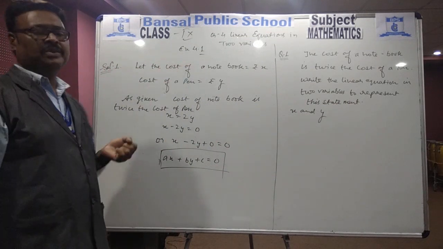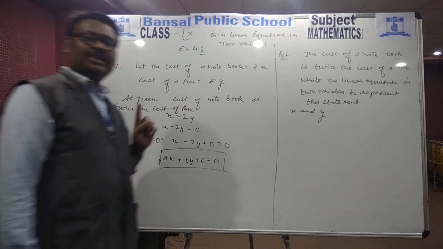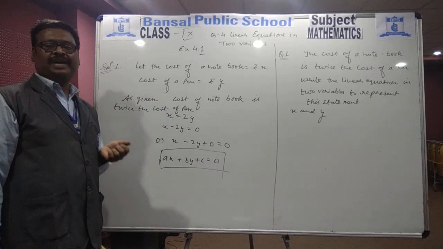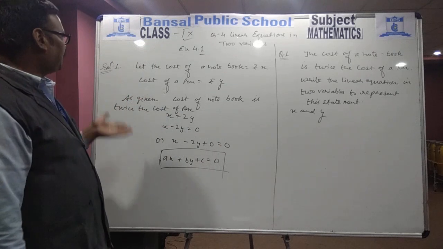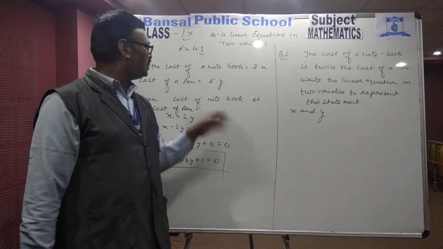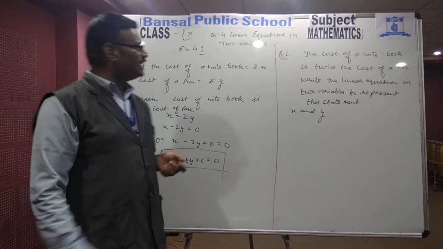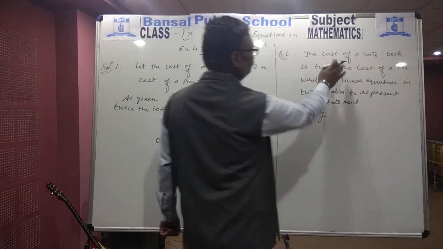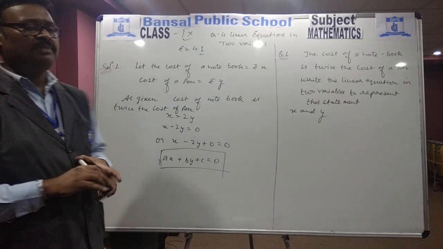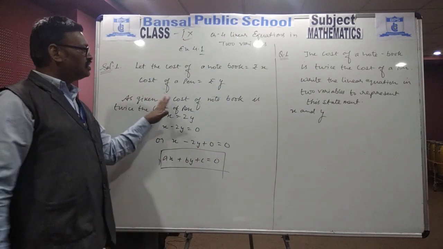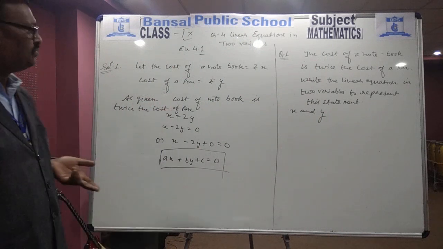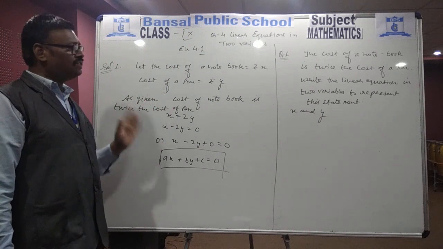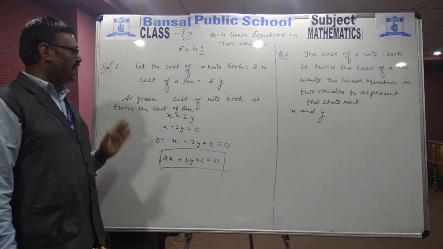So the cost of the notebook is rupees x. I am taking one variable as x. Secondly, the cost of a pen is rupees y. This is our assumption. This is the second variable. Now what is the condition given in the question? The cost of a notebook is twice the cost of a pen. So as given, the cost of the notebook is 2 times the cost of a pen. So the equation will be x is equal to 2y.